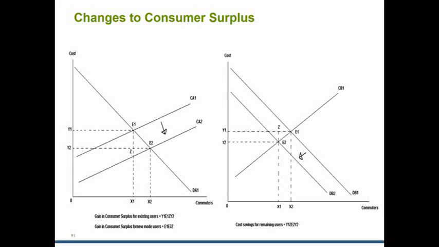So what happens here is we actually have some benefits to the car users, and there will also be a gain in consumer surplus to those staying on the road. So they also get a benefit from this mode shift.